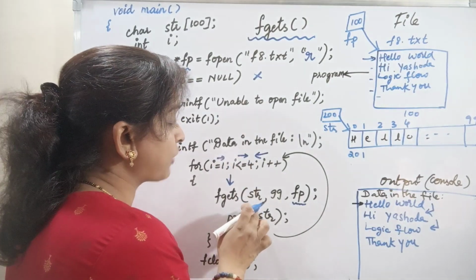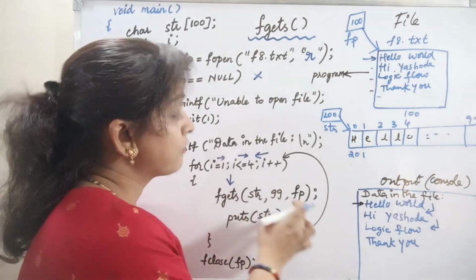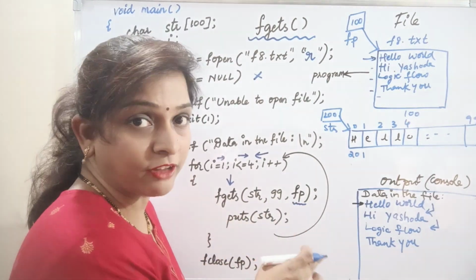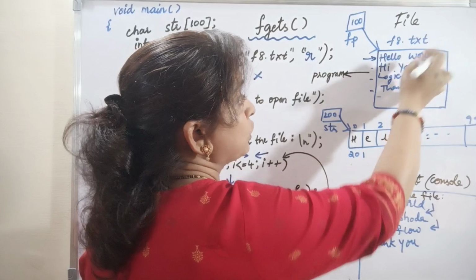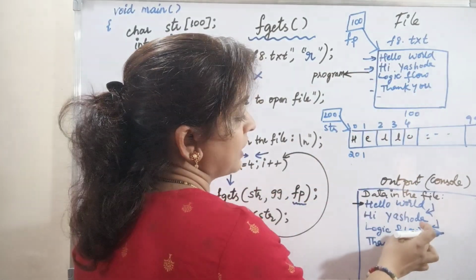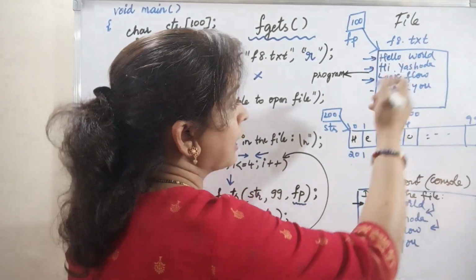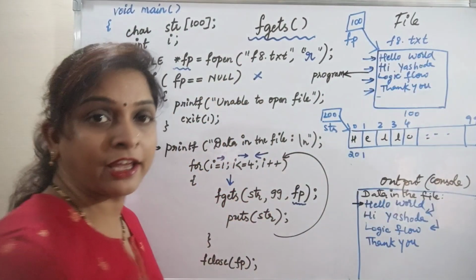Again get a sequence of characters, maximum of 99, store it in str from the file pointed to by the file pointer fp. So now it will go to the next line and this content will be fetched. I'll be getting hi Ishwata. Then again loop back, I'm going to get Logic Flow. Again loop back, I'm going to get thank you.